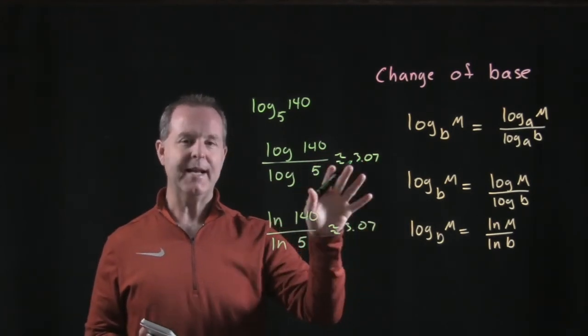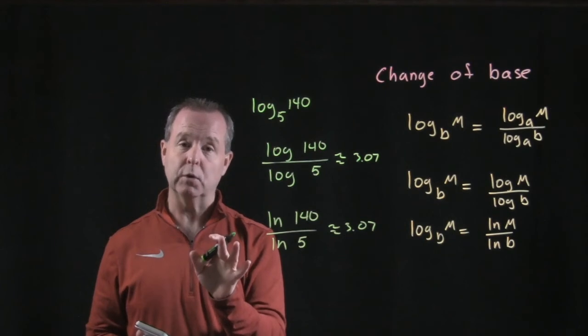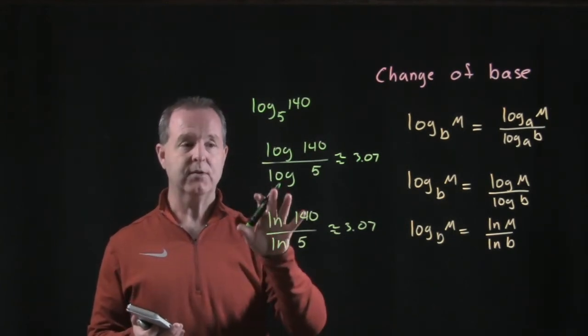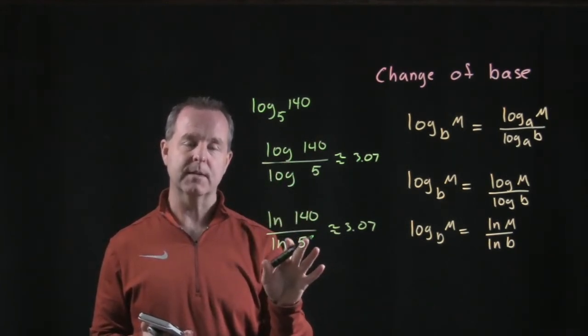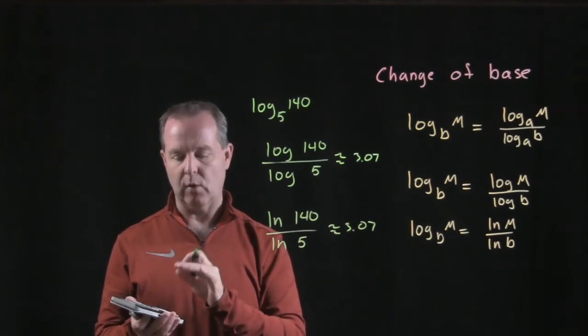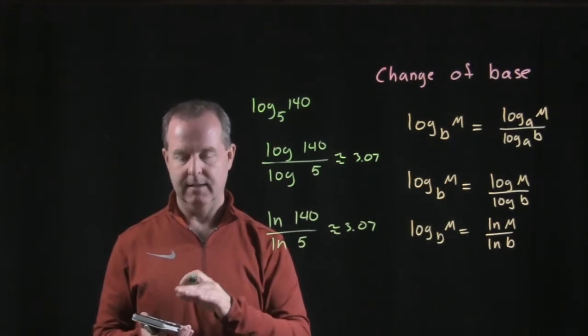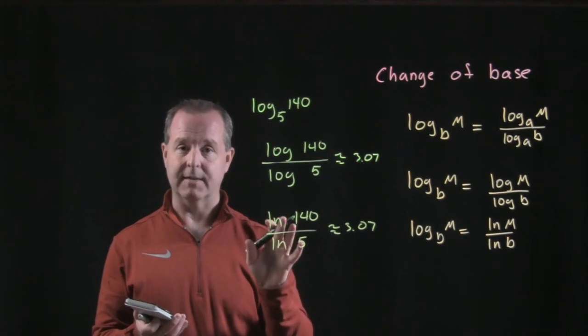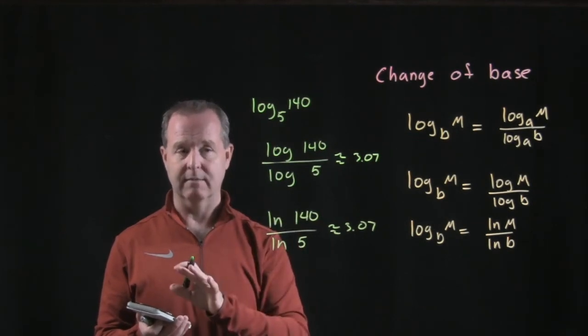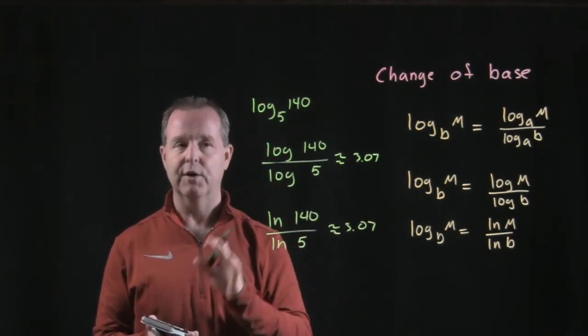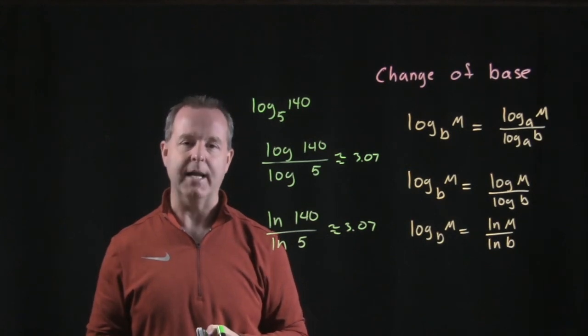So this change of base idea is a very cool tool to help us learn how to evaluate different logarithms when the base that we're looking for is not present on the keys. The only bases that are present are tens and natural logs. 5 is not on the calculator, so we have to figure out how to change its base.